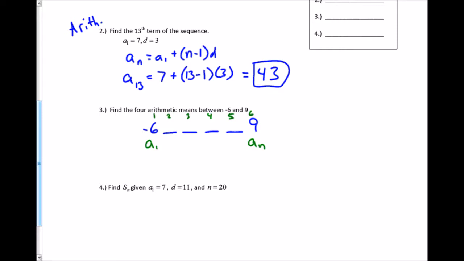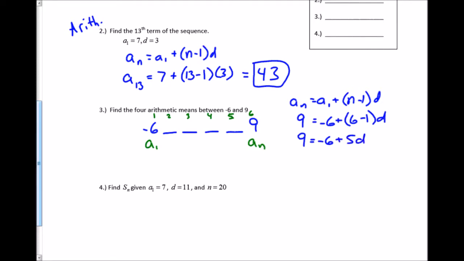So now I'm using my arithmetic formula. The a sub n equals a sub 1 plus n minus 1 times d. And I plug in what I know. I know the first term is the -6. I know that I have 6 terms. That's my n value. I know that a sub n, the last term over here, is 9. D is the thing I'm looking for. Now I just need to solve for d. So I've got 9 equals a -6 plus 5d. I'm going to go ahead and add the 6 to each side. And then divide by the 5. And I find out that d equals 3.